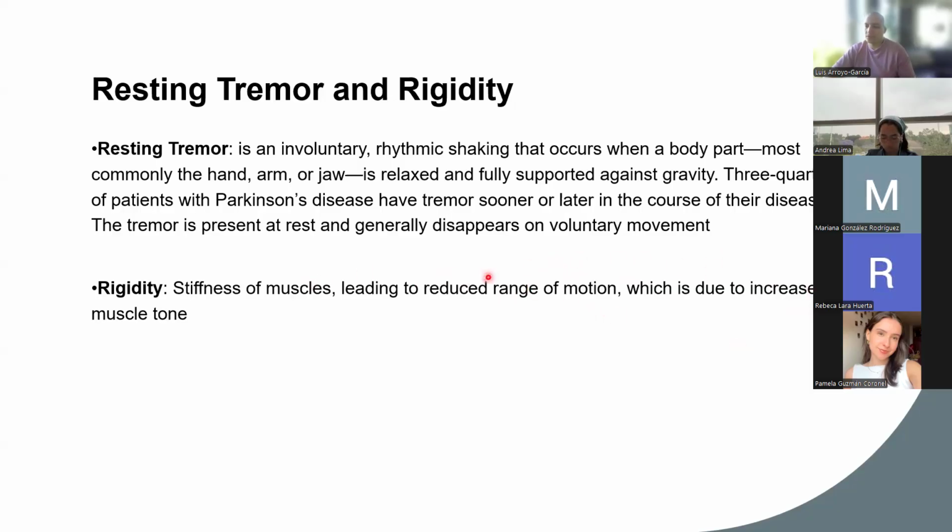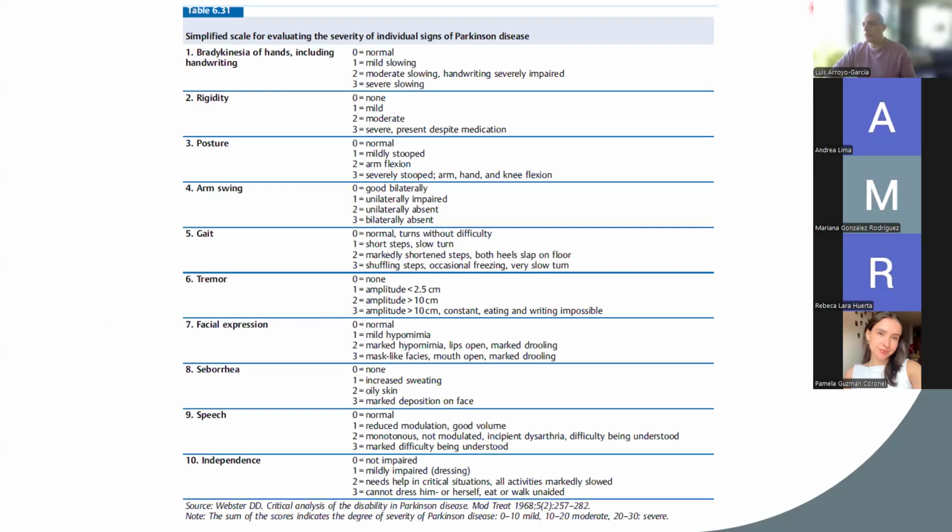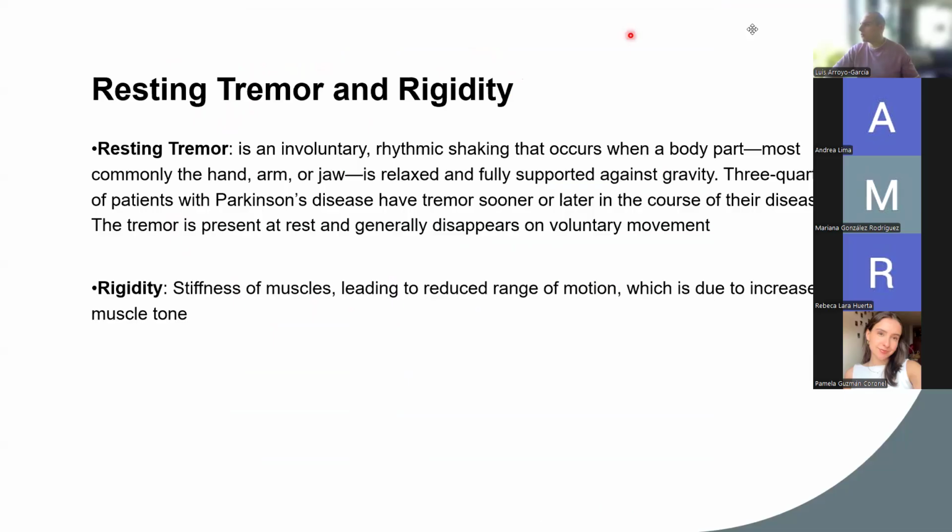And then rigidity is just stiffness of muscles, which reduces the range of motion, but also increases the muscle tone. First the rigidity will increase the muscle tone, but then it will start disappearing when you cannot move at all. Depending on how severe it is, there are different scales to evaluate Parkinson's disease, like bradykinesia of hands, rigidity. Actually, I wanted to show you something. I just forgot.